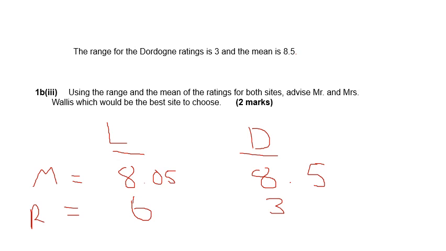Okay. So to answer the question, you would then write in a sentence. Again, I'm not going to try to write the sentence here with a mouse, but you can clearly see the most important thing here is mean, and the mean score out of 10 is higher in Dordogne. Okay, as you can clearly see there. All right. So that's the key thing there. Dordogne's mean is higher than Loire. So based on that, you advise Mr. and Mrs. Wallace to go to Dordogne. Okay, as simple as that, because Dordogne has the highest mean. All right.